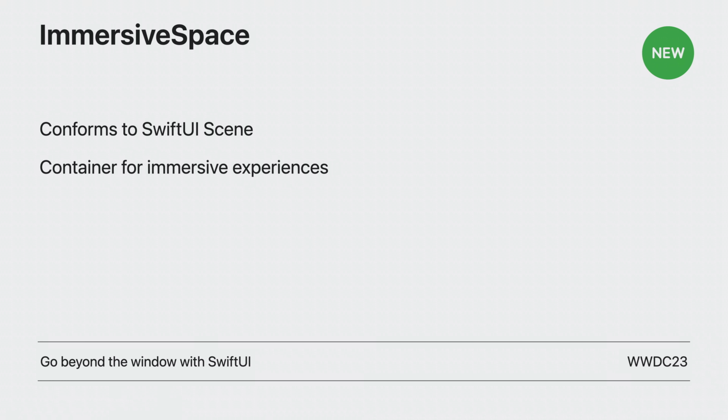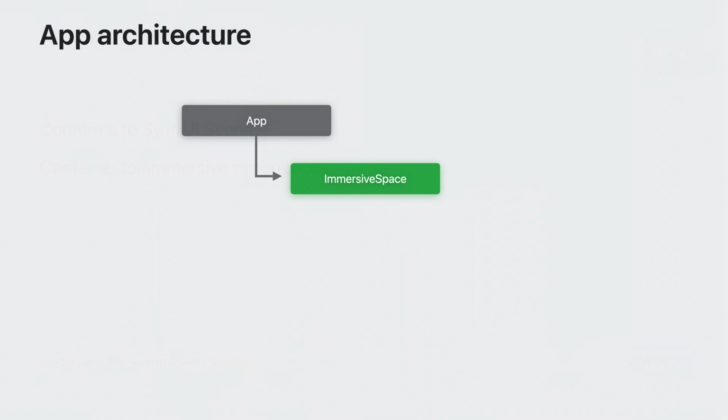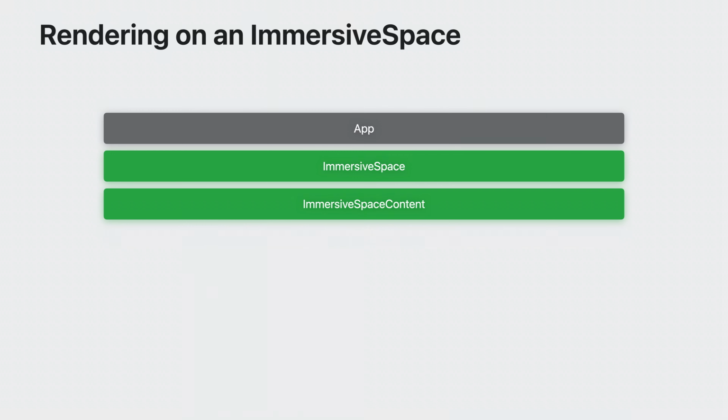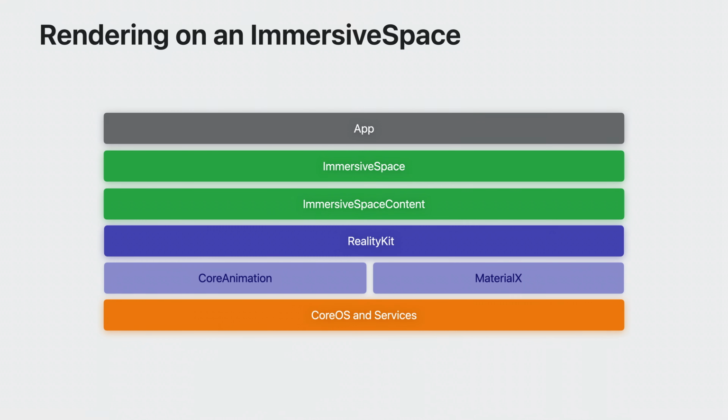Immersive space is a new SwiftUI scene type available on visionOS. It serves as the container for fully immersive experiences. To learn how to use immersive space, check out the session Go Beyond the Window with SwiftUI. When you create an immersive space scene, your application provides the content by using a type that conforms to the ImmersiveSpaceContent protocol. Often, when creating content for an immersive space scene, applications will use RealityKit. It uses Core Animation and MaterialX under the hood.